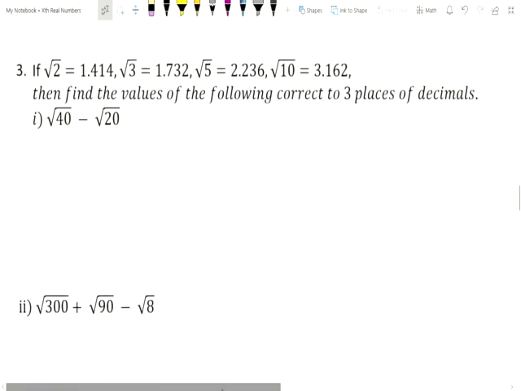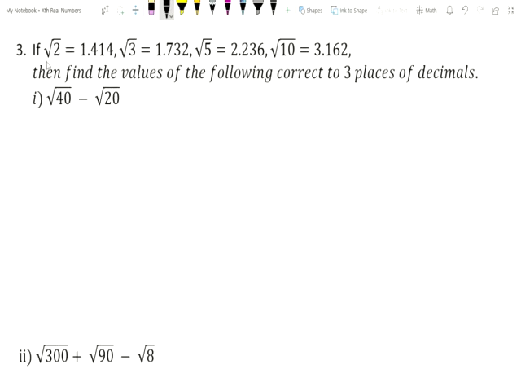See the next question. If root 2 equal to 1.414, root 3 equal to 1.732, root 5 equal to 2.236, root 10 equal to 3.162. Okay, then find the values of the following correct to 3 places of decimals. Okay, so here the values are given. We are going to use the values in the given questions.